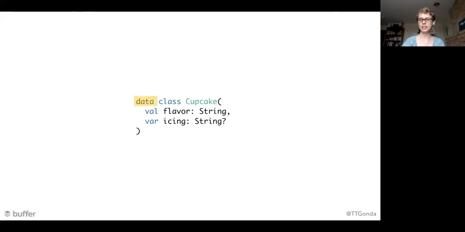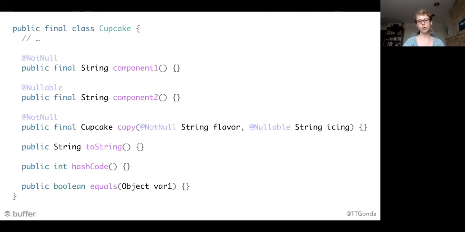We can get even more by making it a data class. And we do that just by adding the keyword data. By doing that, we get everything that we had before plus these new things. So we have the things from the other slide. Then we have component 1 and component 2. This returns the flavor and the icing respectively. You don't usually call these just on their own. It's used by the language framework for destructuring class declarations, which is cool, but I'm not going to go in too deep about that right now. You also get a copy function, a toString, a hash code, and an equals. So there's that much less we have to write and read.